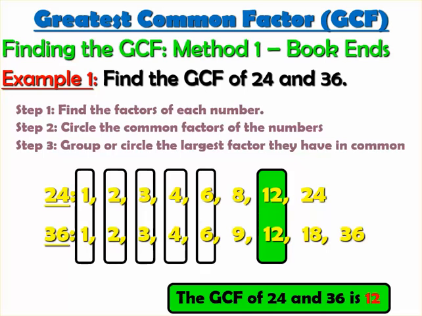Now, some people who are really good with their factors might be able to come up with this in their head. And that's totally okay if it asks you to find the GCF and you can find it in your head. There are going to be some problems where it does ask you to list out all the factors. And so then using the bookends method is still best.